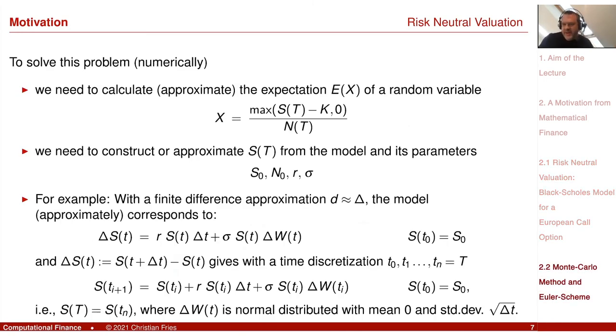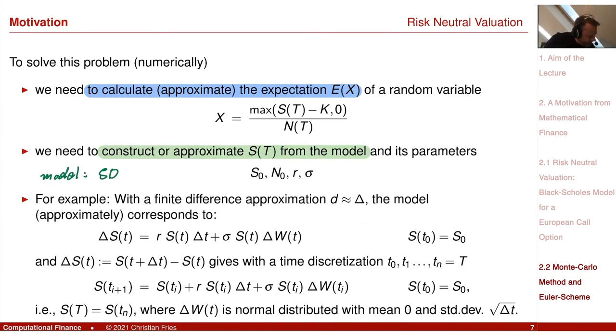So to solve this numerically, there are several steps we have to do. So we need to approximate the expectation of a random variable x. Yeah? So x is now this function of s of t divided by n of t. And then what is the s? Okay. We need to construct or approximate the s of t from the model, where the model is a stochastic differential equation, or an ODE for n, given that we have certain parameters, so these are our inputs.